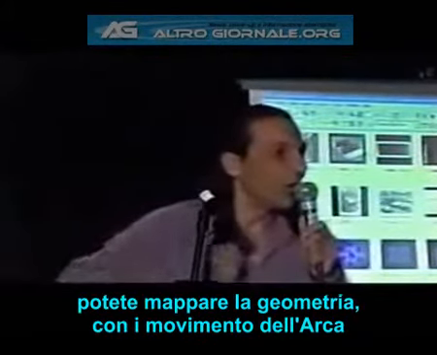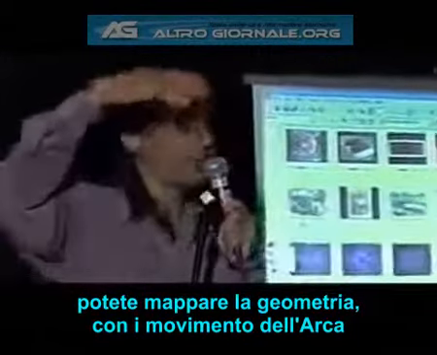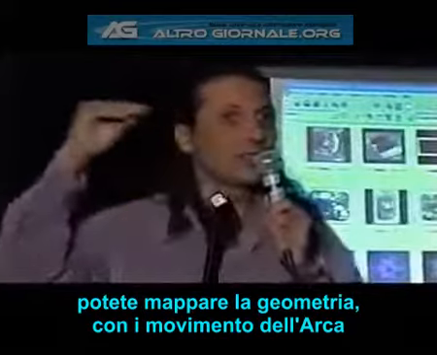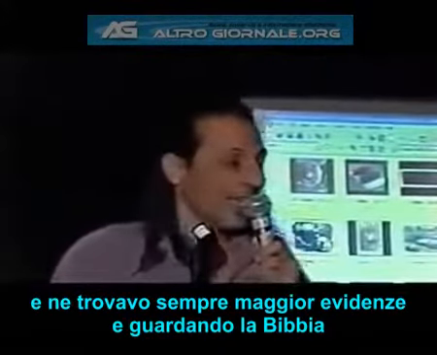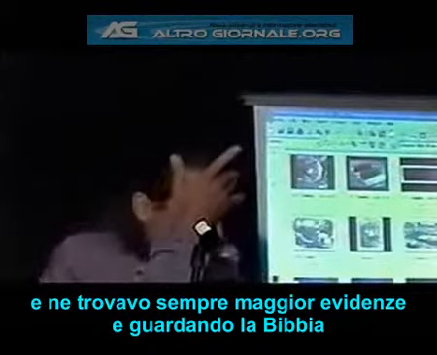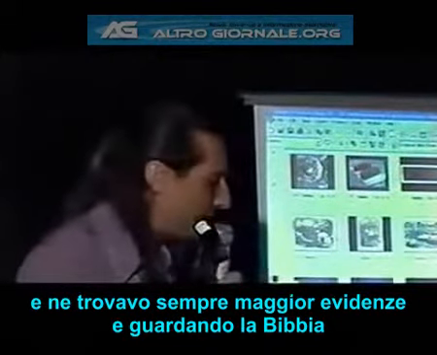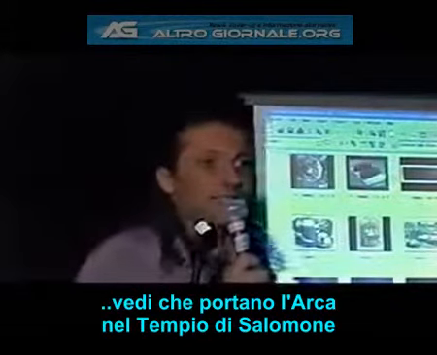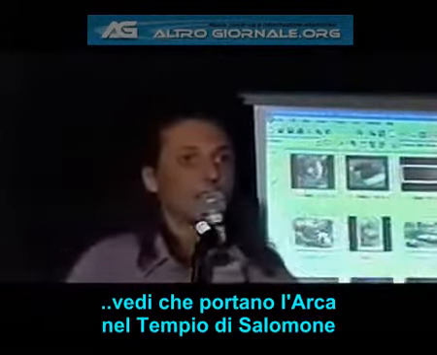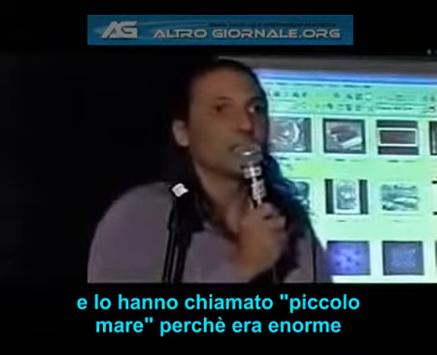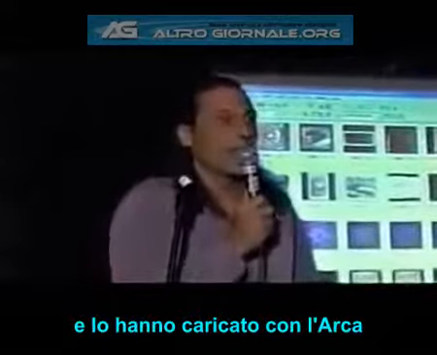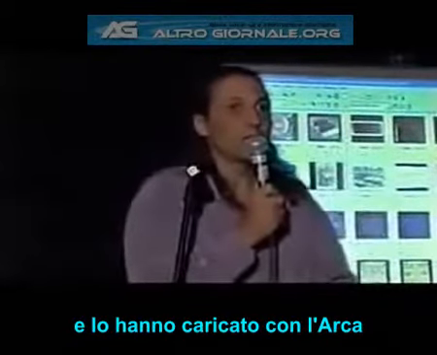So you could actually map the geometry directly to the movements of the ark. So you knew that the geometry was directly related to the ark. And so I started to see more and more evidence of it. I looked in the Bible further and further, and I saw that they brought the ark to the Temple of Solomon, and then they built a huge water container in the back of the Holy of Holies. It was called the Little Sea because it was so big. And they would charge the water with the ark.